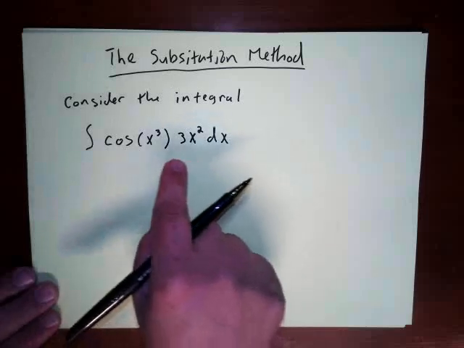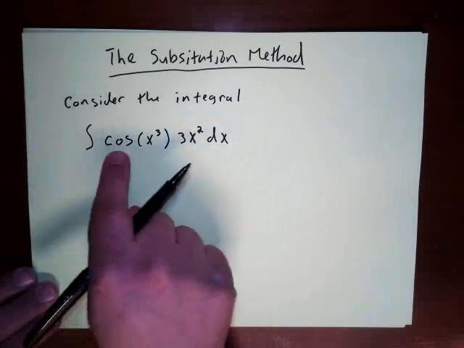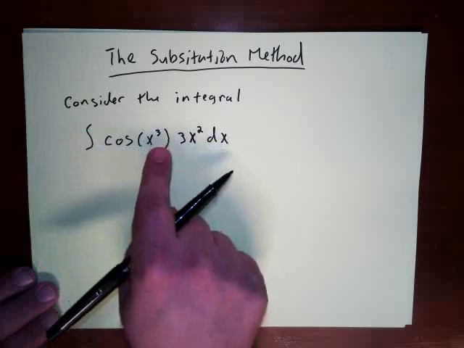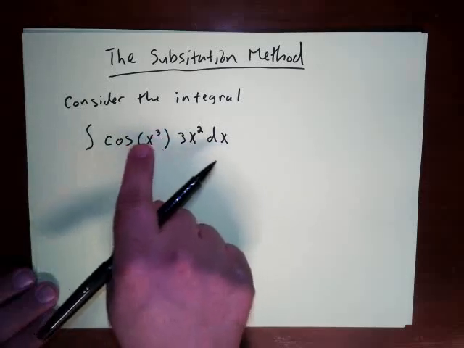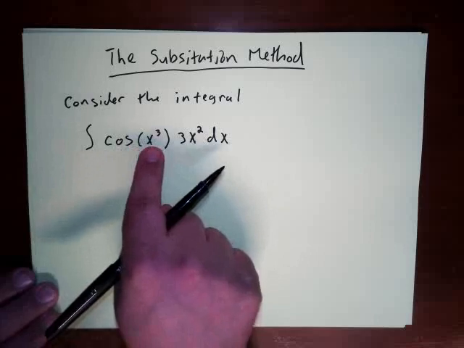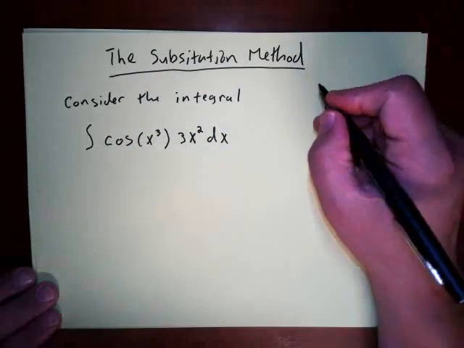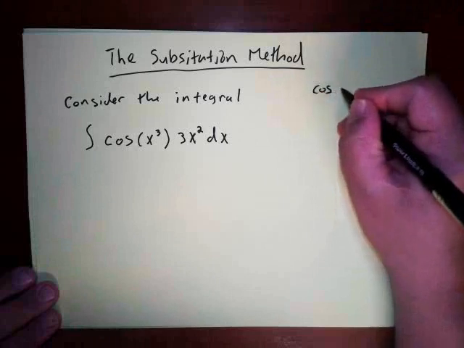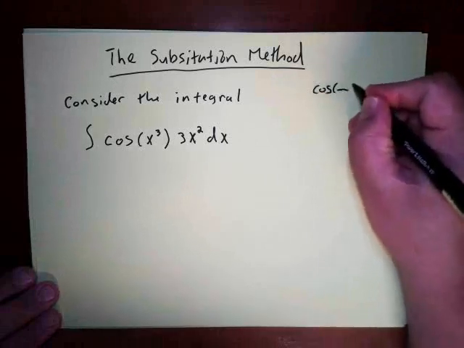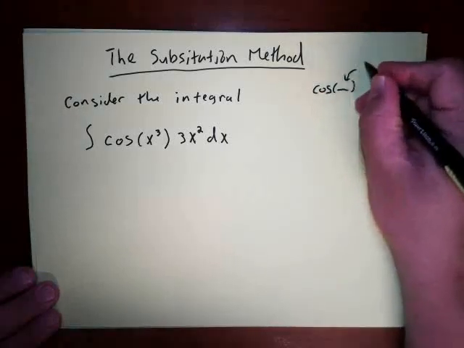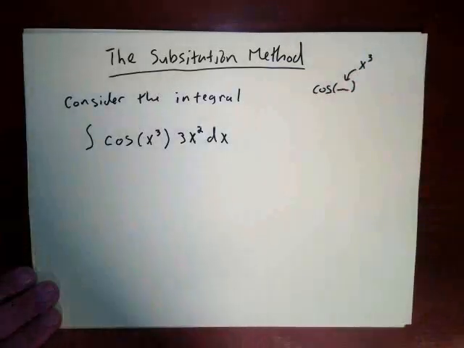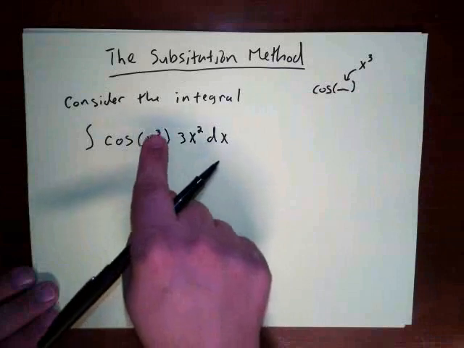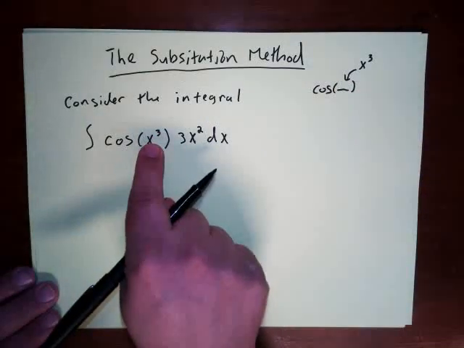And the reason why is what you see here is I have cosine of x cubed. So I have a function inside. So this is a composition of two functions. Okay? It's like I have cosine of, and then inside here is x cubed. So there's an inside function and an outside function. The cosine is the outside function. Inside that is x cubed.